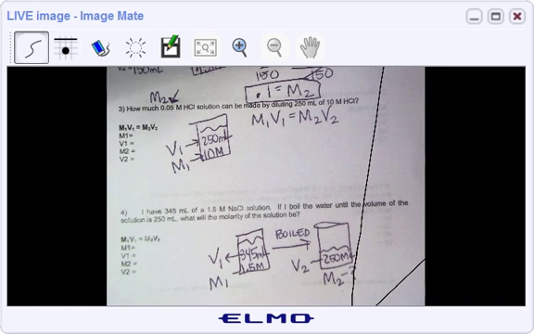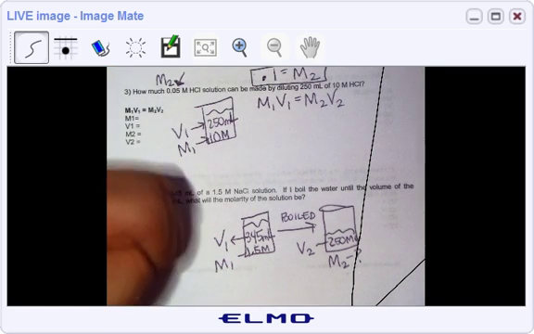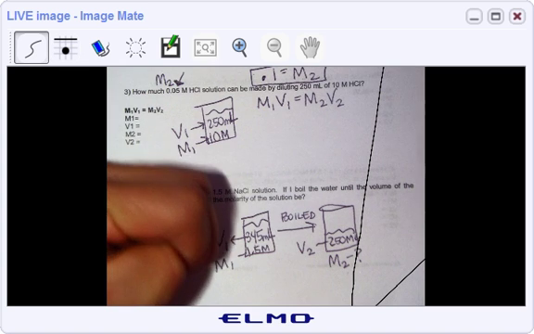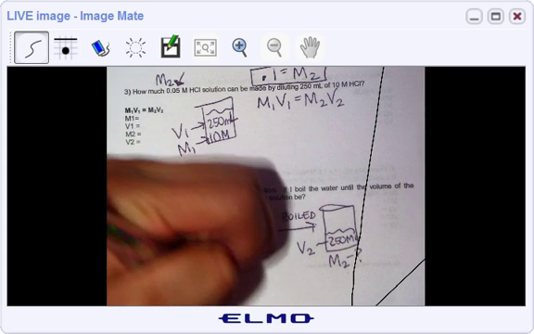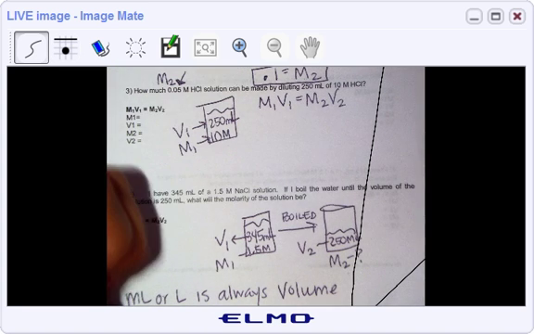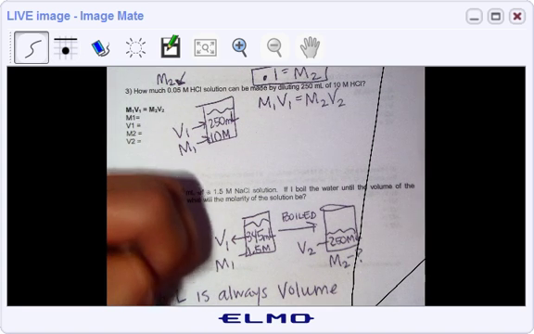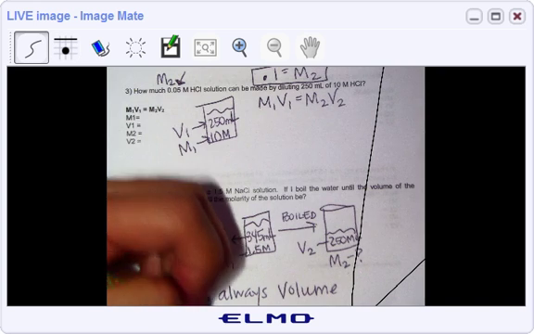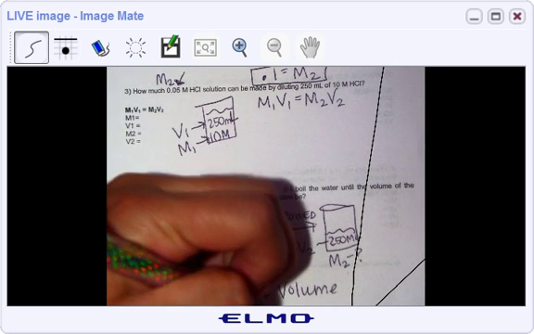If it helps, you can write down somewhere that milliliters or liters is always volume. And then the capital M is for molarity, which is concentration.